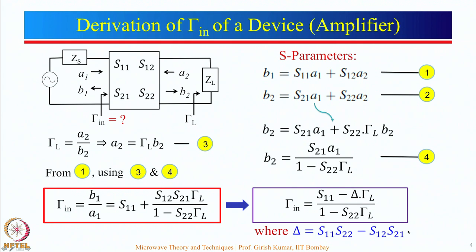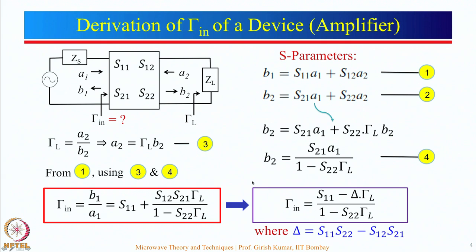What is delta over here? Actually speaking, it is nothing but the determinant of the S matrix. Determinant of the S matrix will be S11 S22 minus S12 S21. We will use this particular equation later on.